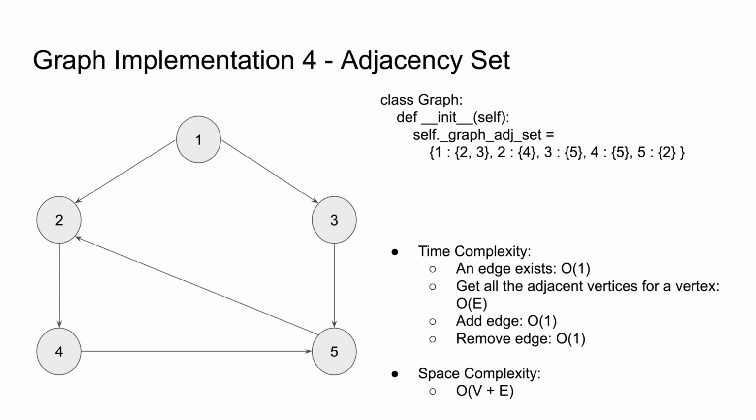Second operation is get all the adjacent vertices for a vertex. If we want to return all the vertices that are linked to vertex 2, we can basically return the set, and if we return the set as it is, it will be O of 1. But if we need to parse the whole set, like iterate over all the elements present in the set, it's gonna be O of E. So I've mentioned O of E here.